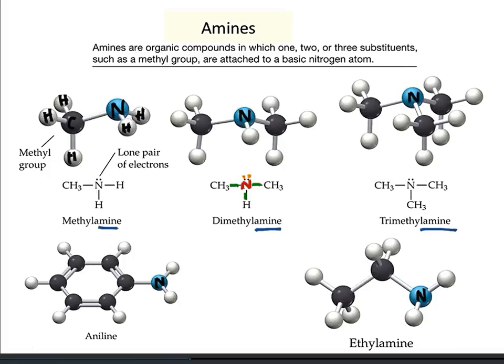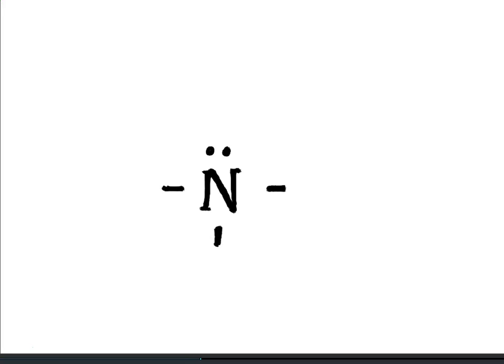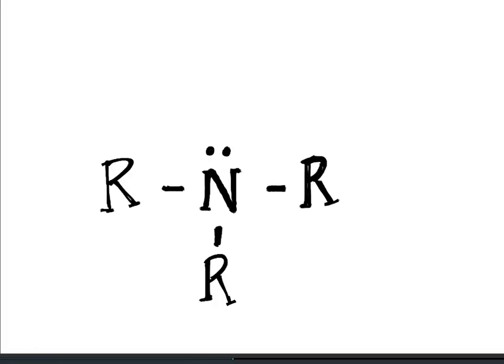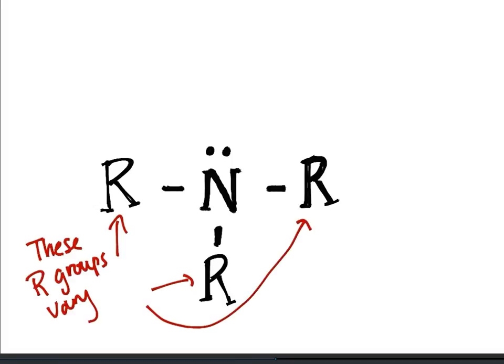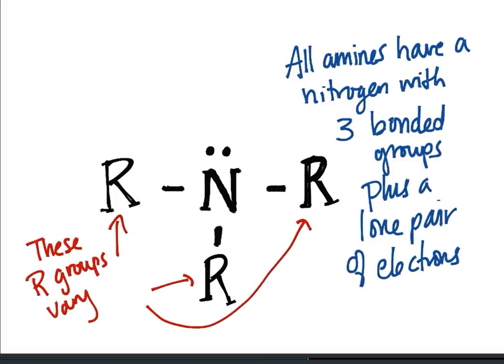Often the word amine is a part of the name. That's not always true. So an amine has a nitrogen atom with three bonds to it. I'm just going to put general R groups. Remember, those are just generic groups. They could be anything. They could be hydrogen, they could be CH3s. They vary. It could all be part of one ring structure, actually. All amines have a nitrogen with three bonded groups plus a lone pair of electrons. That lone pair of electrons is why it is a base.